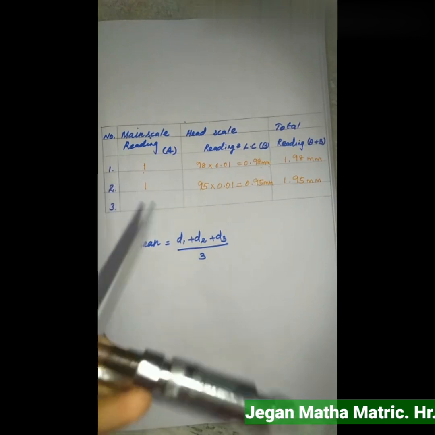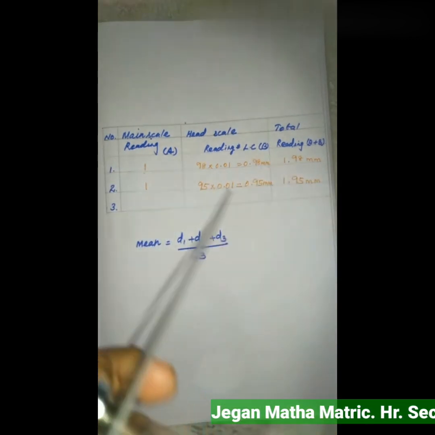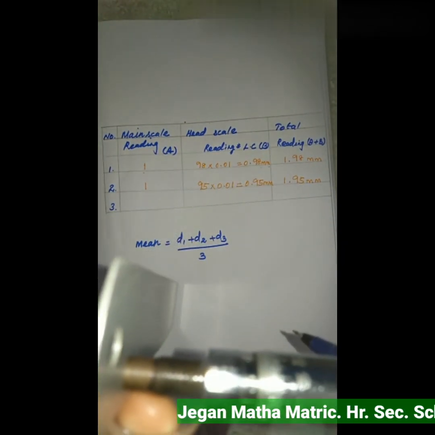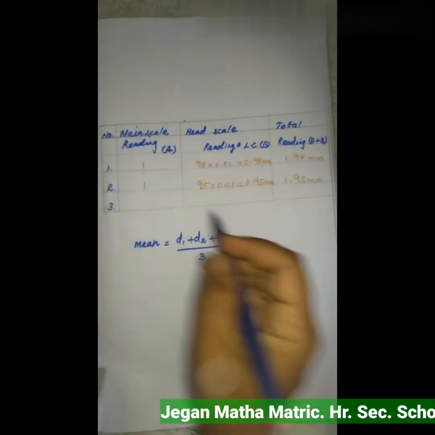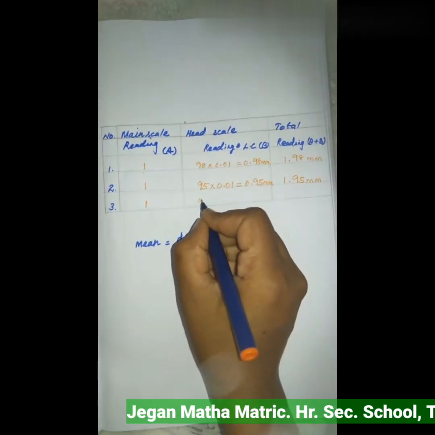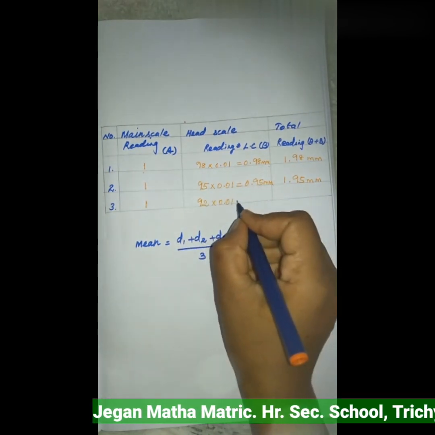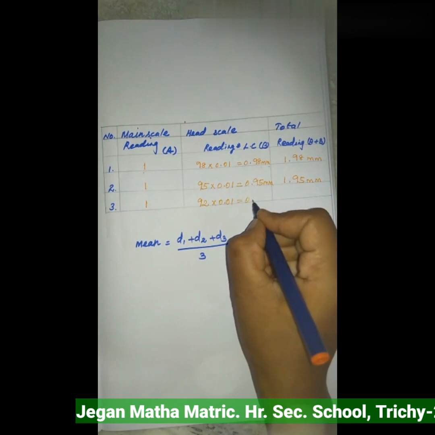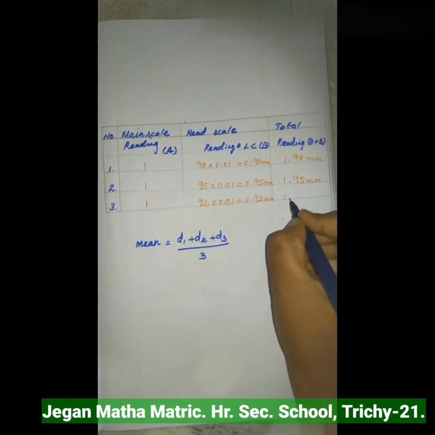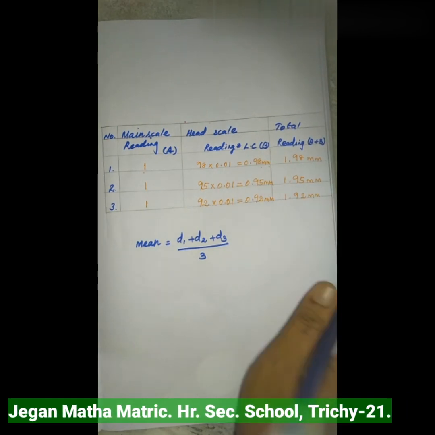Next, move to the other side to measure the thickness of the scale. The main scale reading is 1 and the head scale reading is 92 into 0.01, which is equal to 0.92 millimeter. So 1.92 millimeter is the total reading.